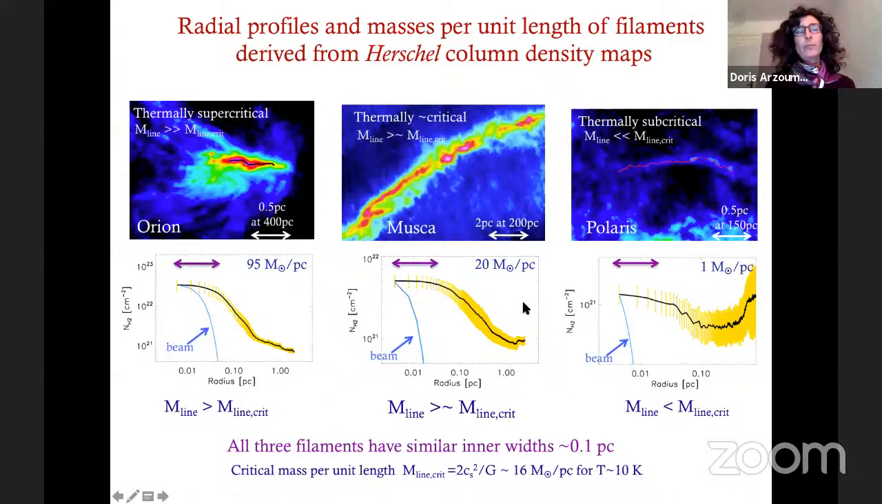And so we can do the same kind of analysis for a large number of filaments that we observe in the Herschel images. So here I show examples of three filaments. This filament here in orange is thermally supercritical and forming stars and has a very large central column density. The filament in the middle has a line mass which is close to the critical value. And then on the right-hand side, there is a filament which has a line mass much smaller than the critical value, so it's a filament which is not forming any stars. And the result of this analysis is that these three filaments, which have different column densities and different line masses, all have the same central width of about 0.1 parsec.